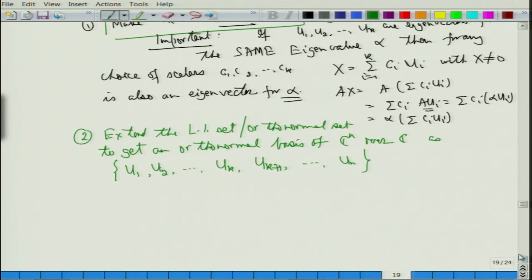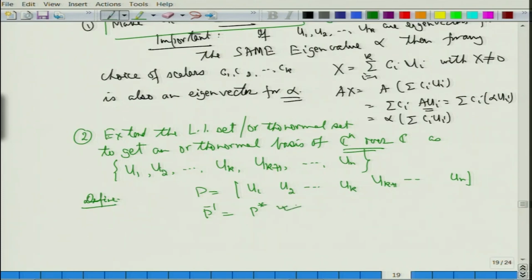And now I want to multiply things and see what is happening. So define the matrix P as u1, u2, up to uk, uk plus 1 till un. Now this is an orthonormal basis, so P inverse is the same as P star. Because I do not know whether the ui's are real numbers or complex numbers, but I know they are in Cn, so I can talk of a unitary matrix. So P is a unitary matrix, because we have taken this as orthonormal.